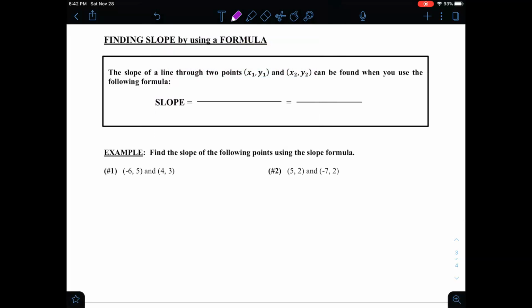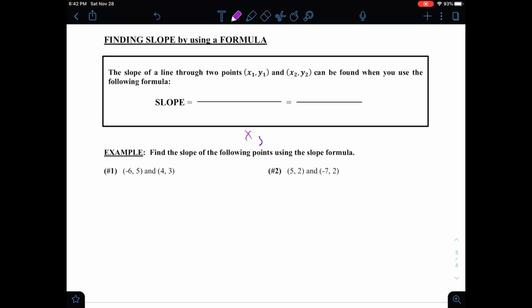This is finding slope using a formula. Sometimes we're not given a graph. Sometimes we're just given either equations for lines or points, and we have to find the slope using those points. We can do that algebraically, which is pretty cool. So the slope of a line through 2 points, x1, y1, and x2, y2: these little 1s and 2s are just labels. It's basically saying the first point and the second point, okay? They are not exponents. This is not x to the first power, y to the first power. It's just a label.